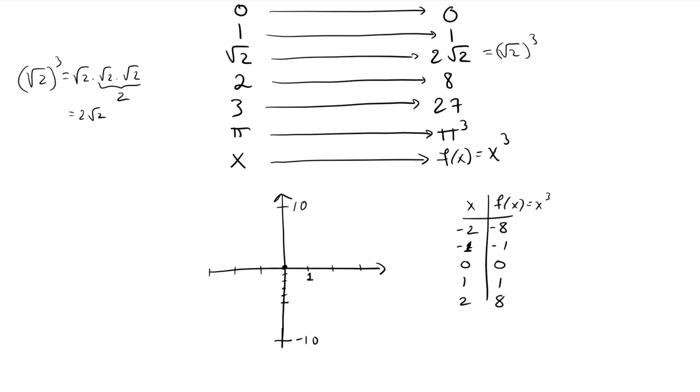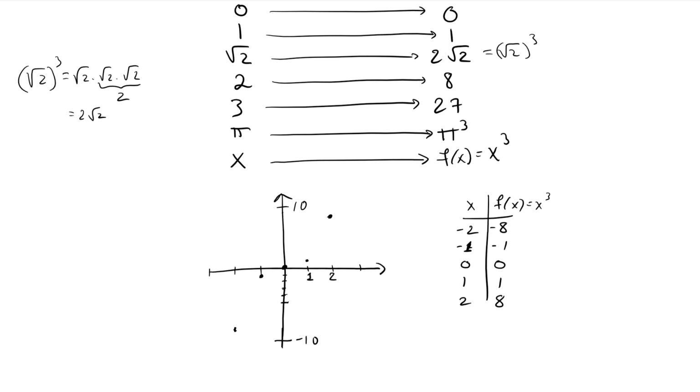So 1, 1 would be somewhere here. Minus 1, 1. No, I did it again. 1 is over there. So 1, 1 is here. Minus 1, minus 1 is there, assuming this is kind of 1. 2, 8 would be somewhere over here. Minus 2, minus 8 somewhere over there.